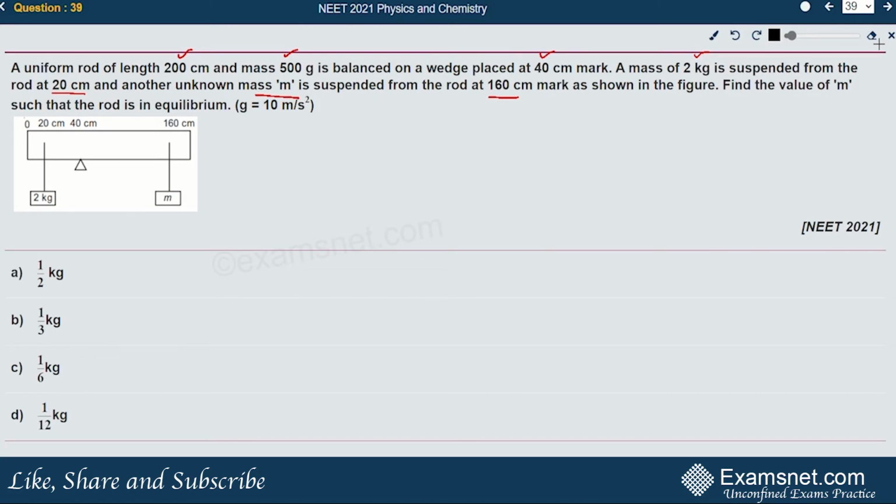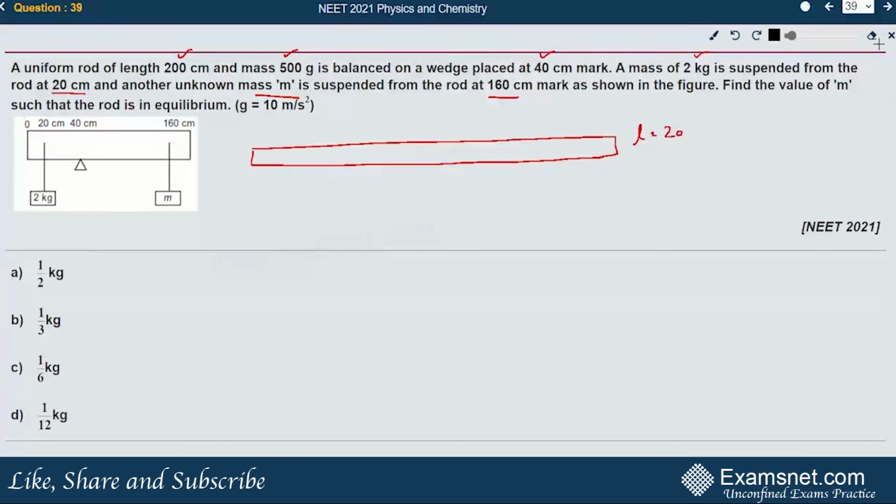Okay. So let's draw this figure again. We have a rod whose length is 200 centimeter and mass is given as 500 grams, so we can write it as 0.5 kg, right? Now this 0.5 kg mass of the rod will be concentrated at the center of mass, that will be at the center of the rod here. So this will be at 100 centimeter, that means half the length of the rod. Okay, so this is one of the masses on this rod.